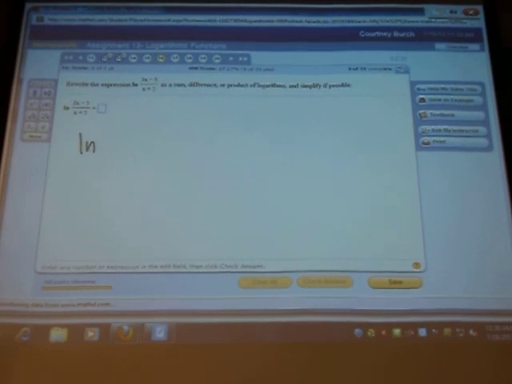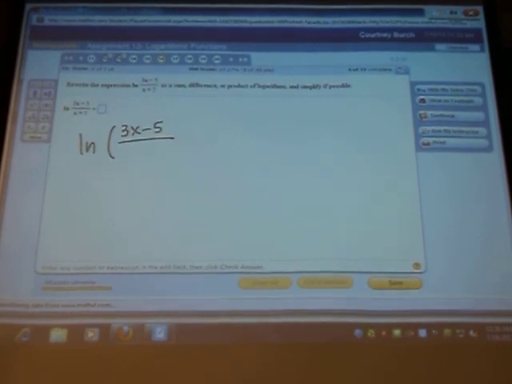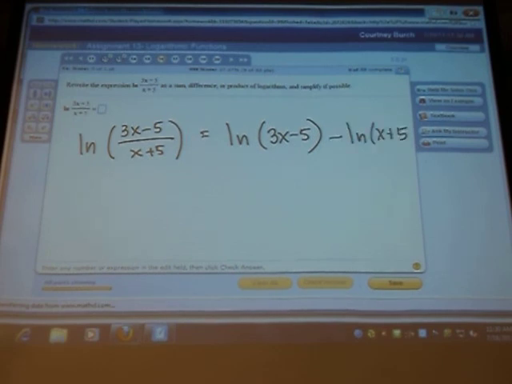If it says ln, always keep ln. If it says log base whatever, you keep that the same. So I've got division going on here, which means when I separate them, they're going to be subtracted. So I'm going to have the ln of the numerator, which is 3x minus 5, minus the ln of x plus 5.